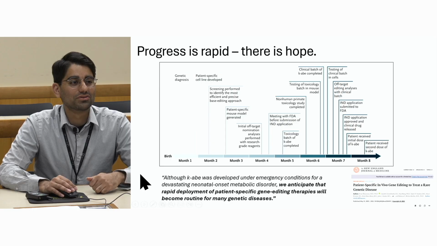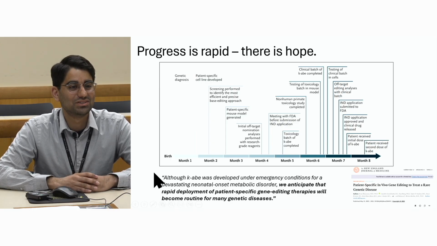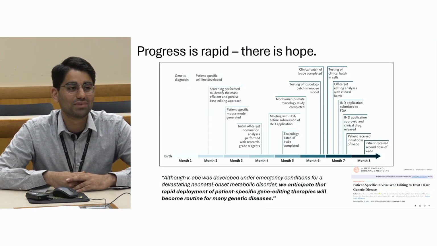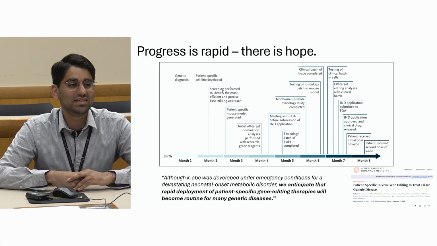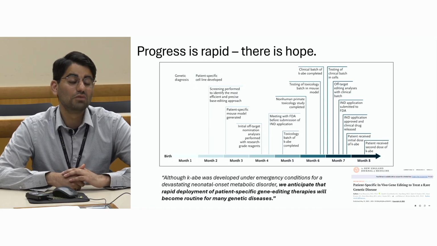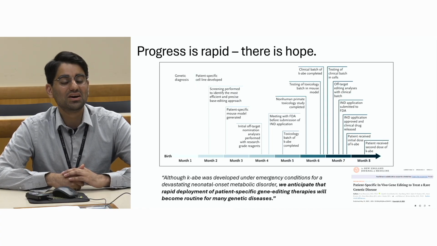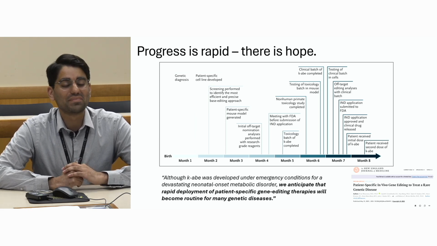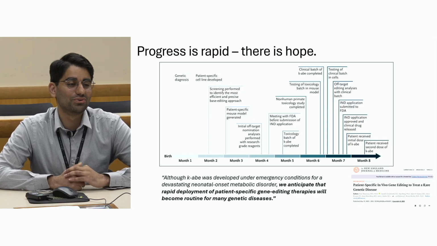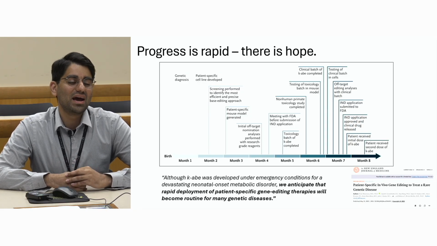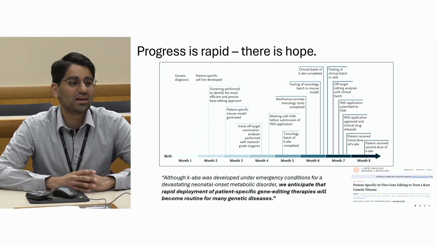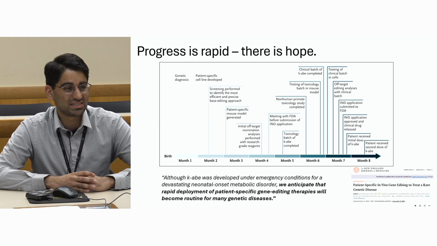And so the authors very excitedly wrote in this New England Journal paper that was obviously released earlier this week that we anticipate that rapid deployment of patient-specific gene editing therapies will become routine for many genetic diseases. And I think all of us here know that NF1, NF2, other metabolic disorders without any treatments are those that we are laser focused on. And the fact that this paper provides a roadmap to show how it can be done in a safe and efficacious way in just 8 months with today's technologies is impressive.